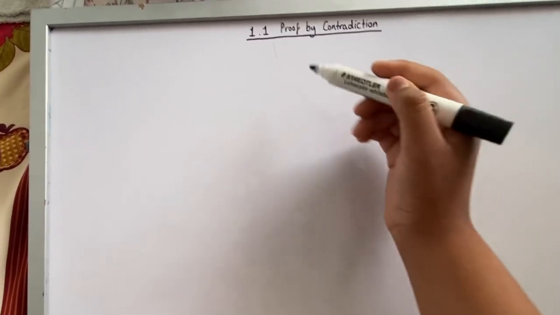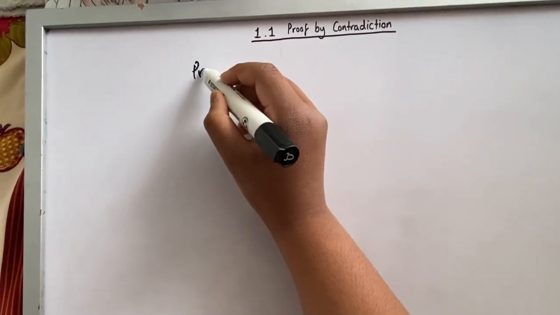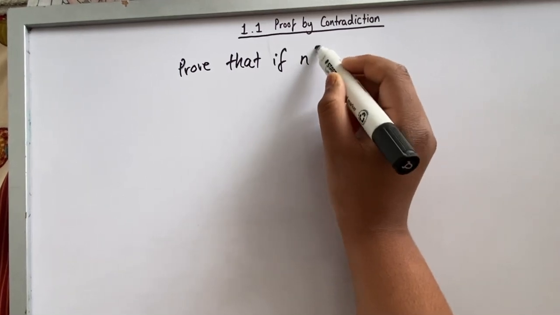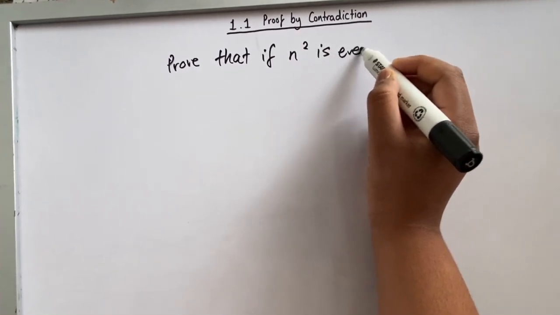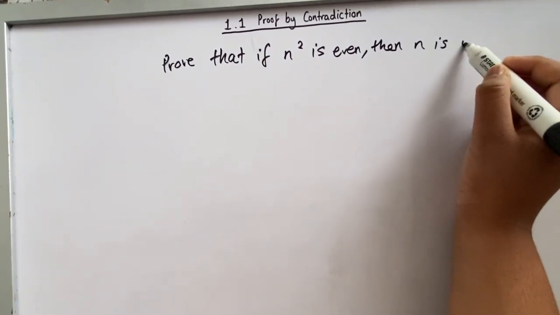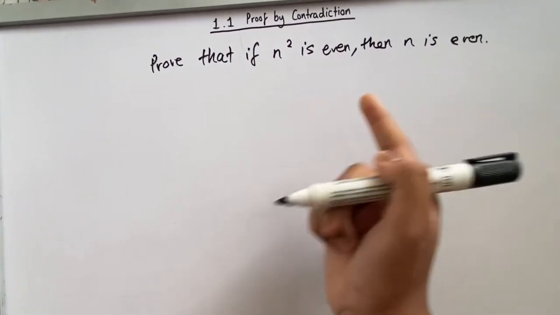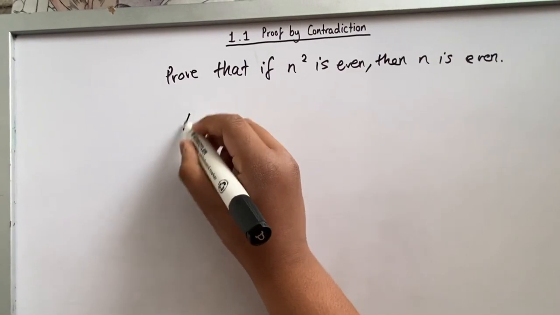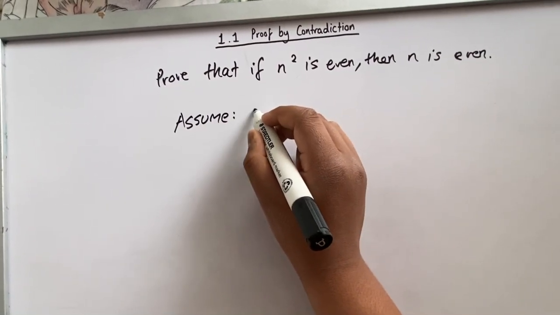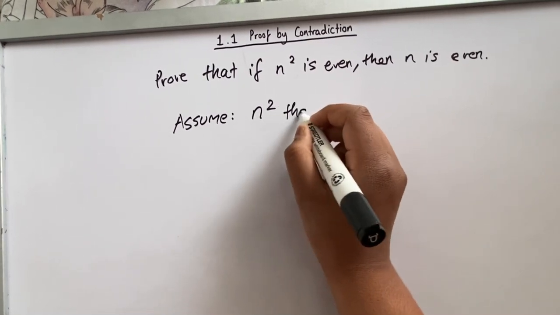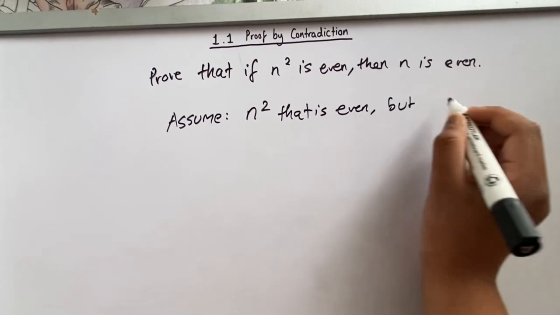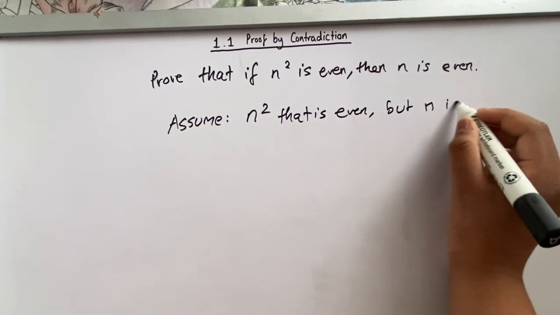So let's do an example. Prove by contradiction that if n squared is even, then n is even. The negation is the assumption that we make: that there is an n squared that is even, but there is an n that is odd.